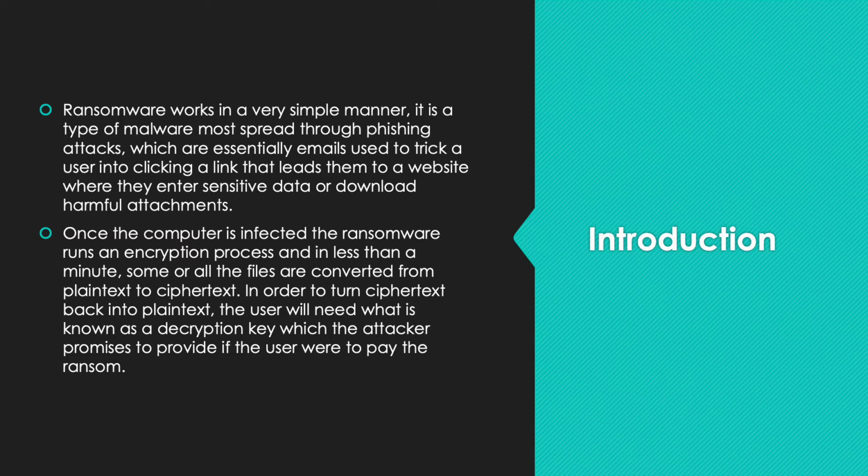Once the computer is infected, the ransomware runs an encryption process, and in less than a minute, some or all of the data is converted from plain text to ciphertext. In order to turn the ciphertext back to plain text, the user needs what's known as a decryption key, which the attacker promises to provide if the user pays the ransom.